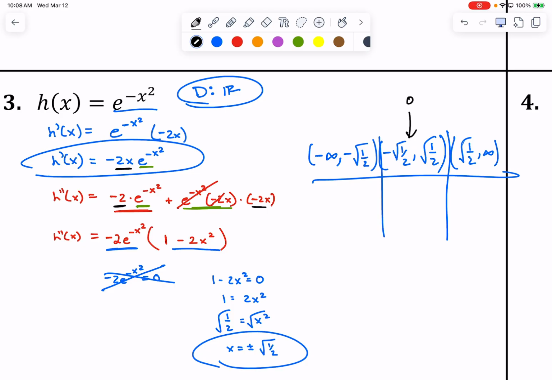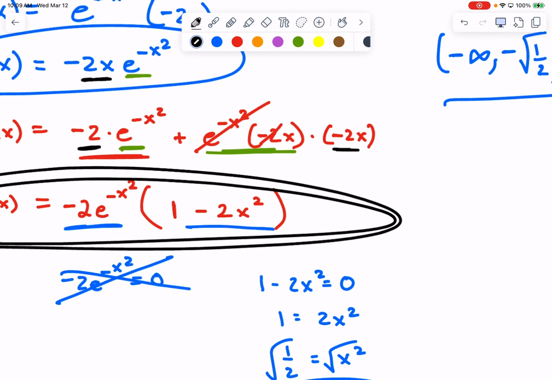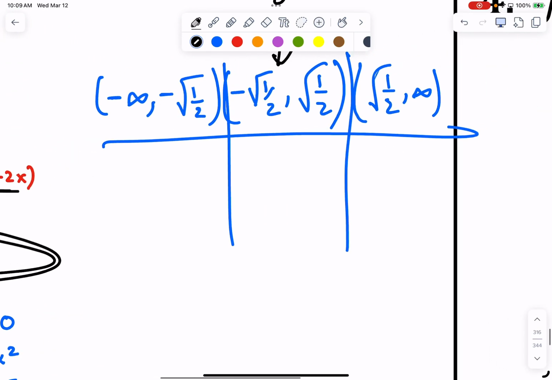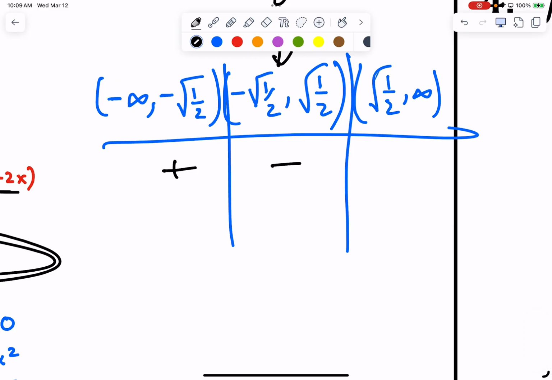So 0 in the middle, second derivative. Where is my second derivative simplified? There it is. So if I put 0 in here, what's anything to the 0 power? 1, and then we're going to have 1 times a negative, which is going to make a what? Negative. So that's negative. What's 0 going to make this? Positive. So we got a negative times a positive, which is a what? Negative. So we got negative, positive, positive.